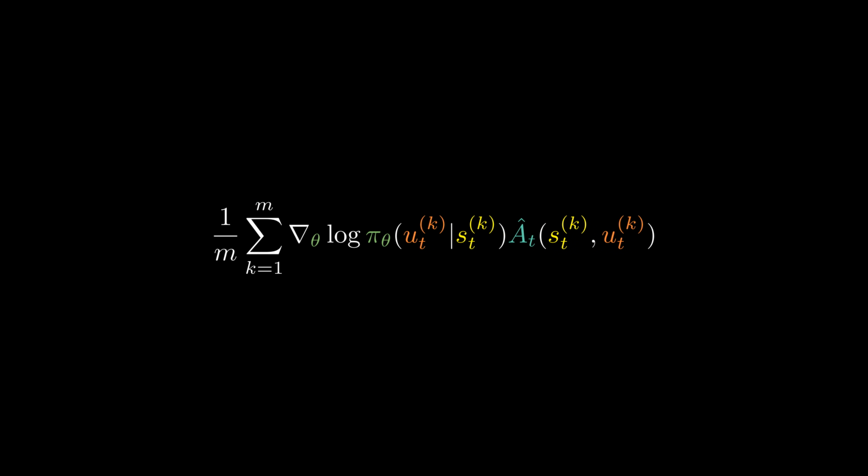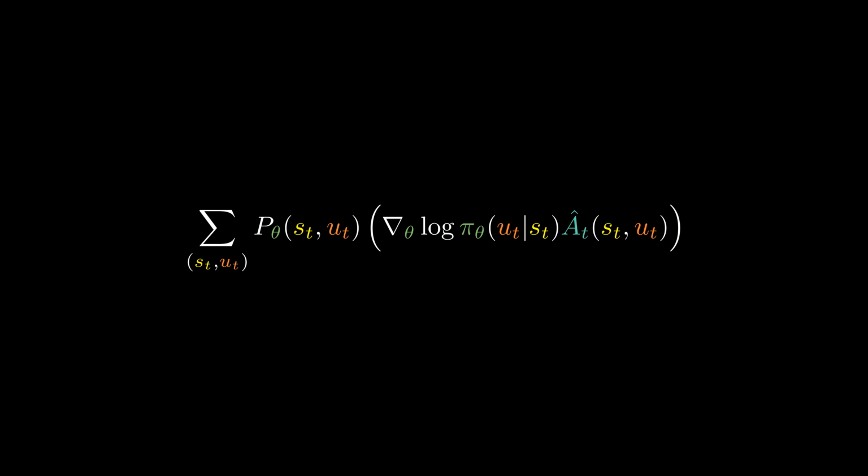First, let's simplify by focusing on time t only. We can rewrite our sample average as a sum over a term weighted by the joint probability of state and action. We can only update the policy once because these states and actions are generated by the current policy. Fortunately, we can apply a trick called importance sampling to break this dependency.